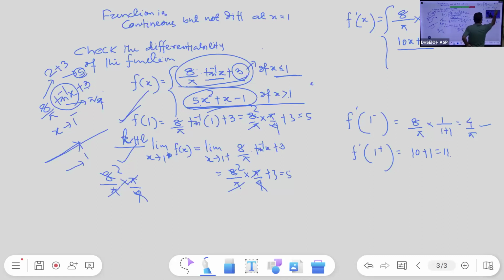When x approaches 1 from the right hand side, the right hand derivative will be 10 plus 1, that is 11. These two values are not equal. Left hand derivative is not equal to right hand derivative. Hence the function is non-differentiable at x equal to 1. Is it clear? I hope it is clear to you. So let's move forward to the next question.